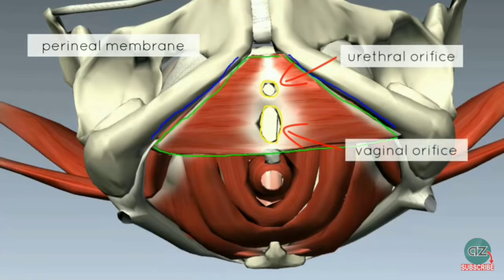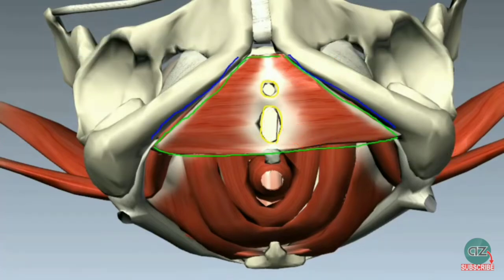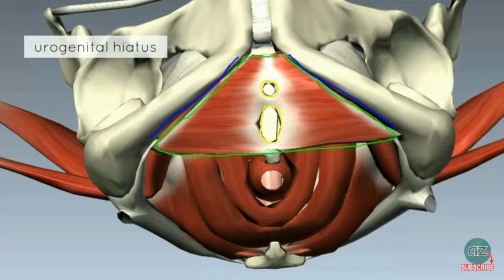But in males, obviously, you don't have this orifice for the vagina. So you've just got the anterior urethral orifice in males. So if you remember, I mentioned the urogenital hiatus of the pelvic diaphragm, so that U-shaped defect. So above the perineal membrane you've got this urogenital hiatus.